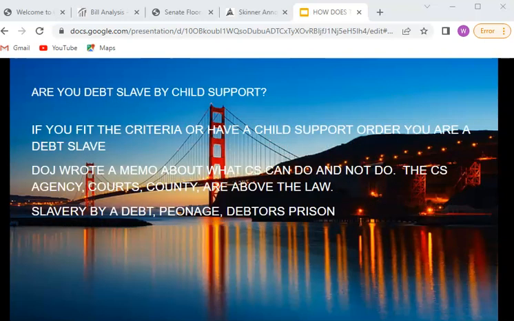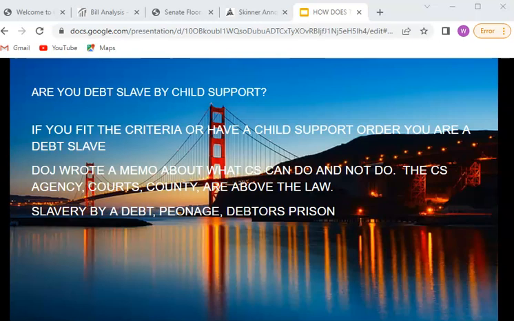Are you a debt slave by child support? So basically, the other slides that I just went over, if that is what happened to you, you would be a debt slave. You would fit the criteria, whether it's one of those things or two or all of them. So the Department of Justice wrote some guidelines to follow that they're not able to suspend a license over a debt. They're not able to do income withholding without having a judge sign. But however, they're just doing it because they want to do it.